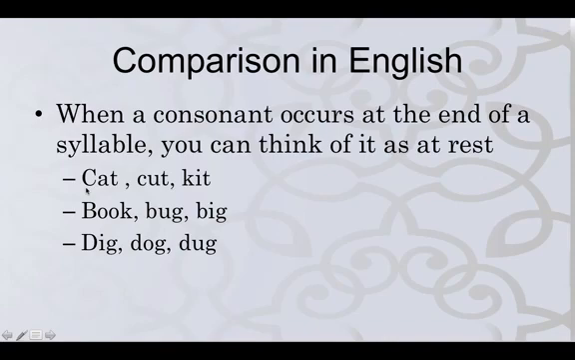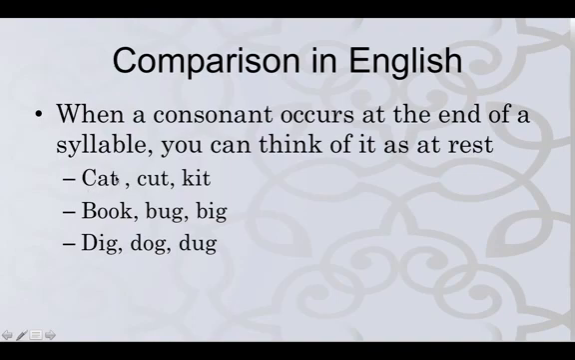This word is cat, C-A. So this C we're moving with the vowel A. But this T, the T at the very end, is not being moved. If it was being moved, let's assume there was an A at the end of this cat, it would be kata, C-A-T-A, kata. You just add the A at the end. But because this T has no movement or has no vowel at the end, you can think of it as at rest. You just say cat.